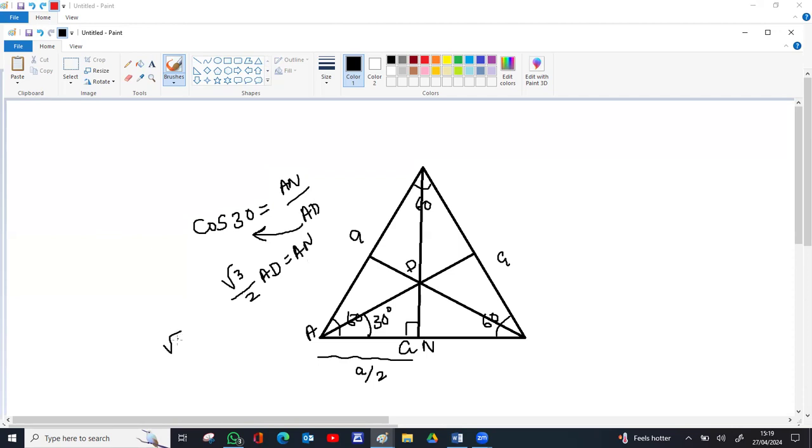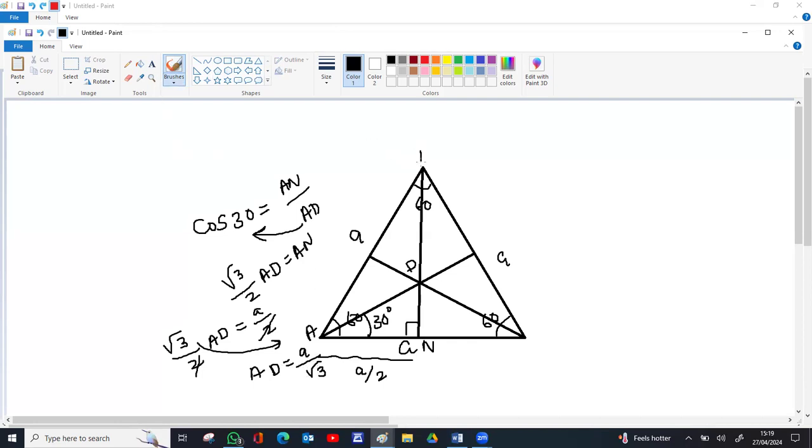So root 3 by 2 AD is equal to AN, which is a by 2. The 2 gets cancelled, root 3 will go to the other side. So you get AD or BD or CD, all three are the same, as side by root 3.